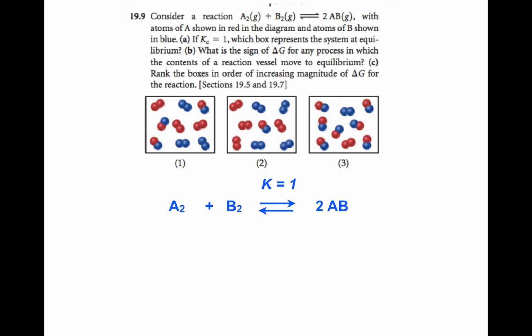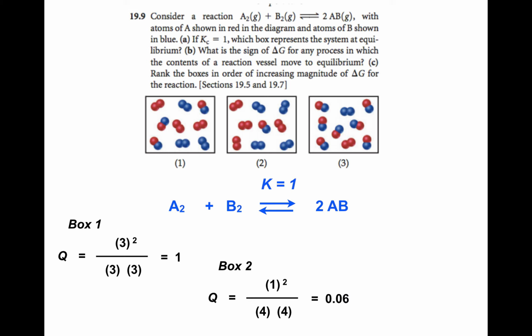All right, so I guess what we're doing here is we're counting up the number of red ones, blue ones, and red-blue ones to figure out where we are in terms of equilibrium. So if I plug in box 1, there's 3 blue ones, 3 red ones, and 3 red-blue ones. If I plug that into the law of mass action, I get a Q value of 1. If I look at box 2 and I count them up, I've got 4 red ones, 4 blue ones, and only 1 red-blue one. If I plug that in, I get a value for Q.